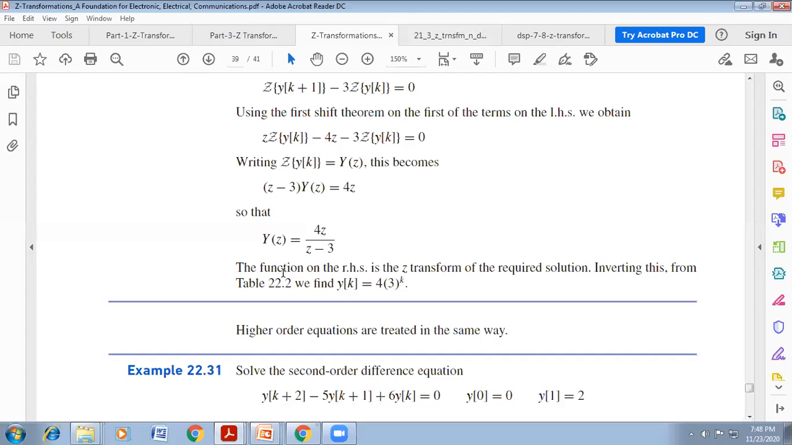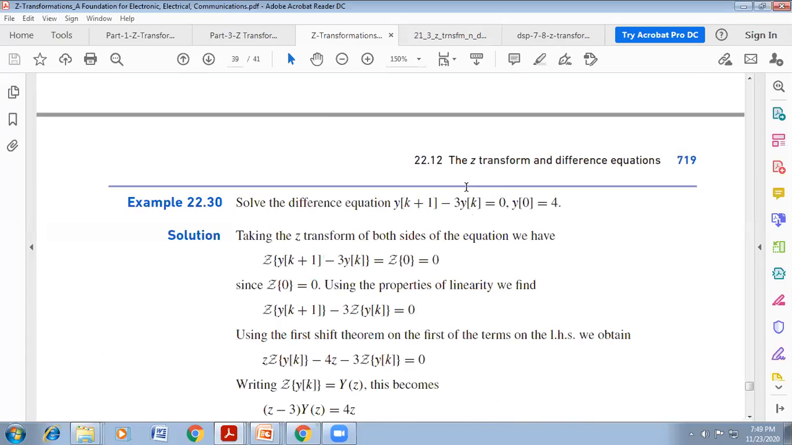Okay, the function on the right hand side is the Z transform of the required solution. So inverting this from the table, we can find out yk. That means inverse Z transformation. We get yk will be, in place of this, constant 4, and 3 is in the table. So 3 to the power k. So this is the solution of the difference equation by using Z transformation. Understand?